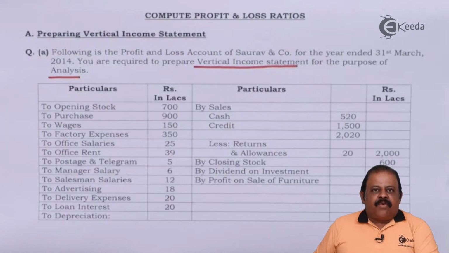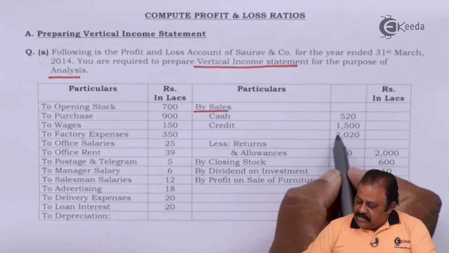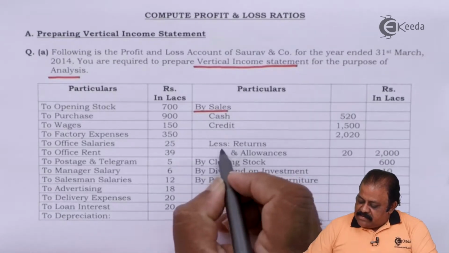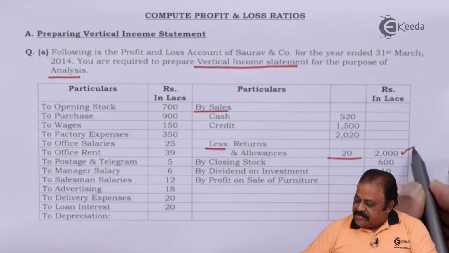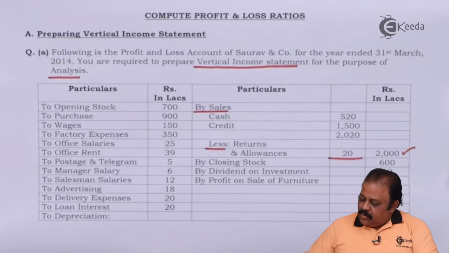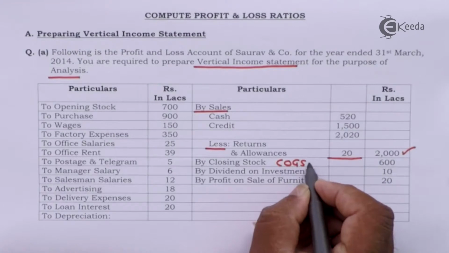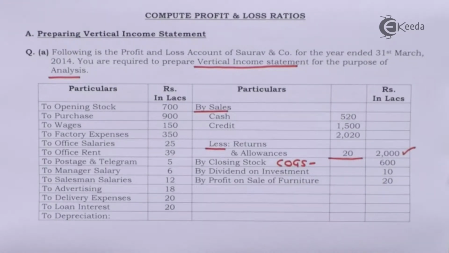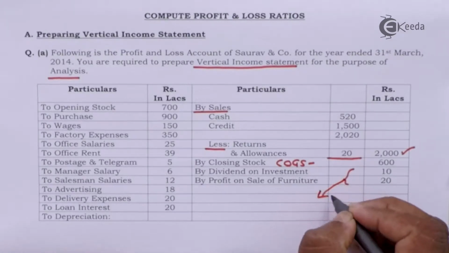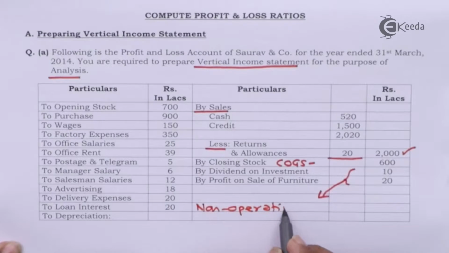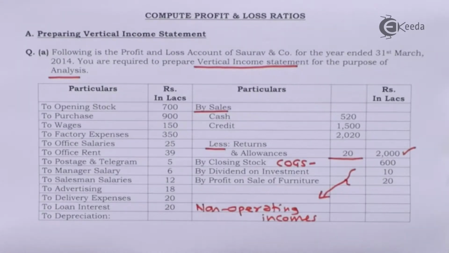We'll start with credit side of profit and loss account. Here we have sales, cash sales, credit sales. Total sales we have here in lakhs less sales returns and allowances. So here we got net sales 2000 lakhs. Closing stock, this will be deducted from cost of goods sold. Dividend on investment, profit on sale of furniture. These two items are non-operating incomes. This will be added to operating profit.